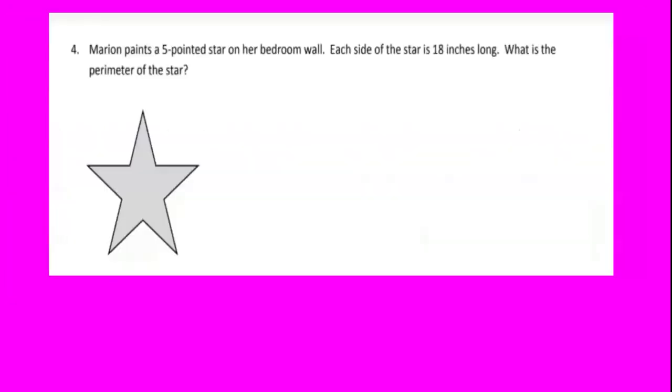Number 4, Marion paints a 5-pointed star on her bedroom wall. Each side of the star is 18 inches long. What is the perimeter of the star? Okay, pause it, solve it if you can.